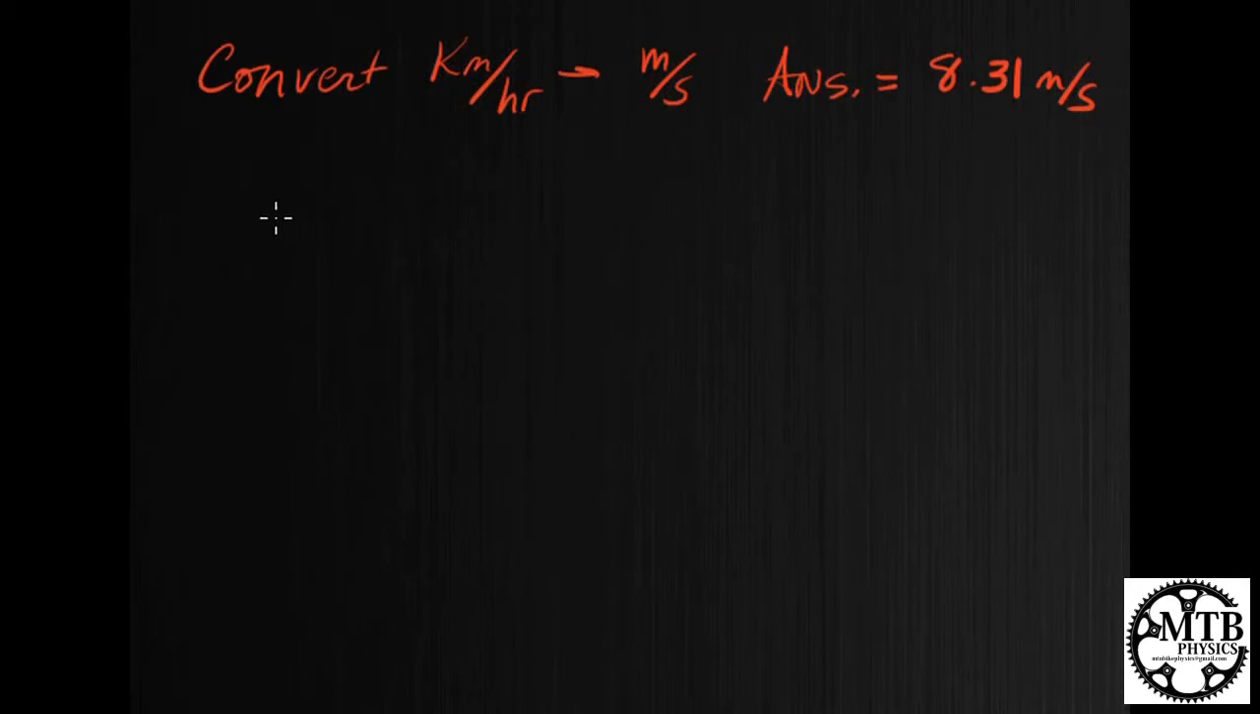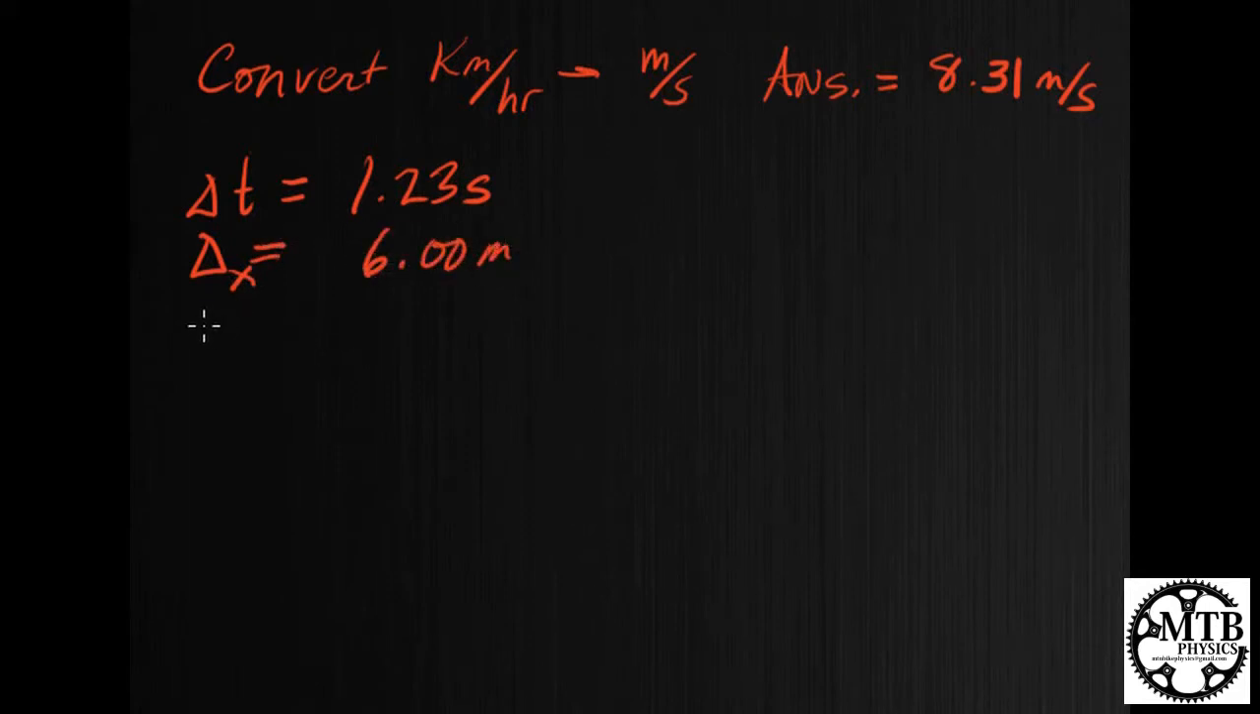Now that we know that, we can go ahead and list what we do know to solve this story problem. We know that the change in time is 1.23 seconds. We know that Chris travels 6.00 meters in this time. We know the initial velocity, we just found it by converting, is 8.31 meters per second. We do not know the final velocity or acceleration in this problem.